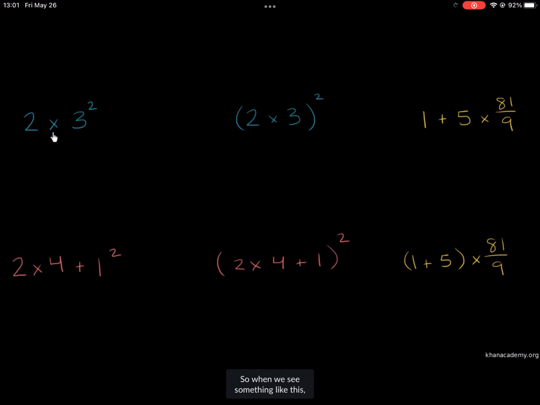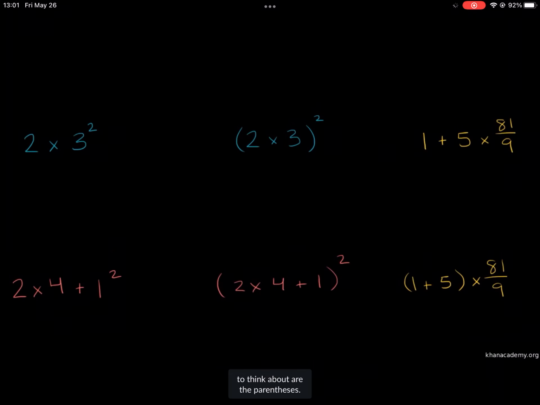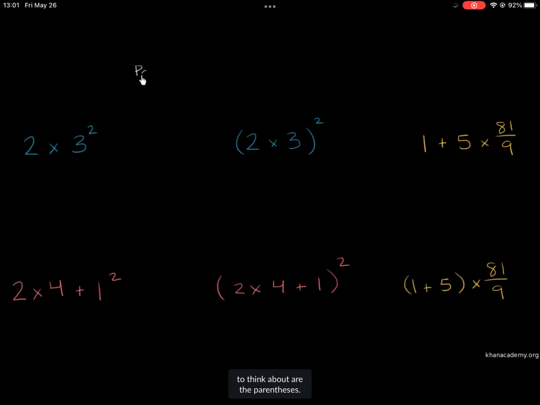So when we see something like this, we have to remember our order of operations. We have 2 times 3 squared, and the first thing we need to think about are the parentheses. I'll just write paren for short. Then we worry about exponents. Then we worry about multiplication and division. And then we worry about addition and subtraction.